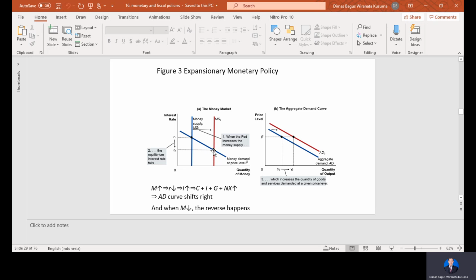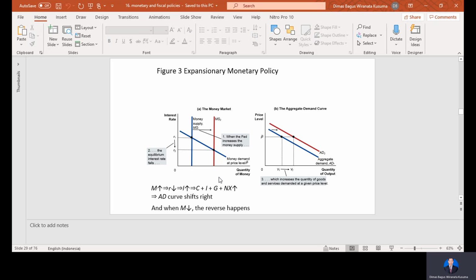So these conditions will make the aggregate demand shift to the right because of the fall in the interest rate. The falling interest rate makes aggregate demand increase, shifting to the right, and it will increase the national income of goods and services.